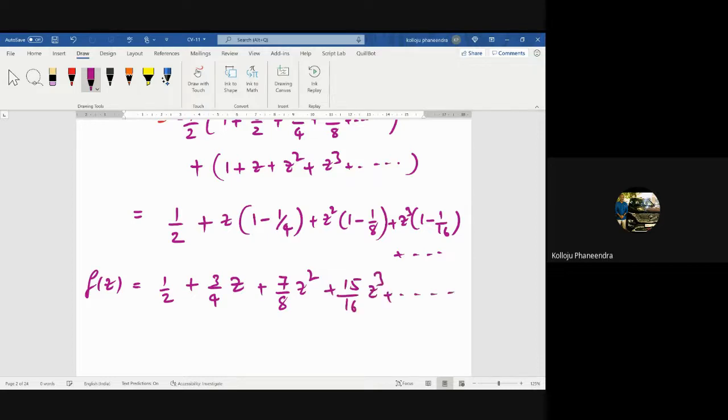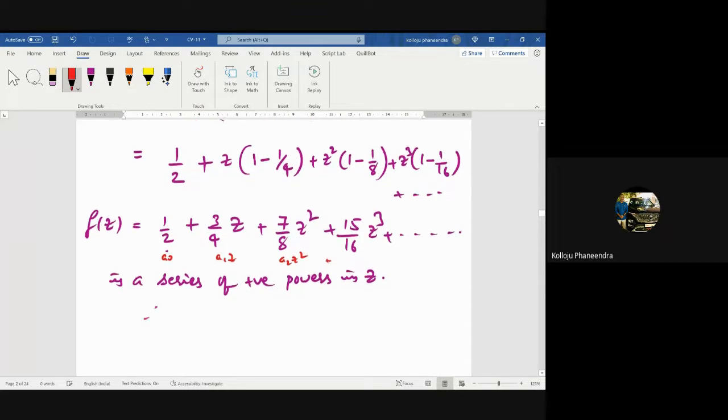What is the series? It is a series of positive powers in z. Nothing but a naught, a1 z, a2 z square, a3 z cube. Therefore, it is a Taylor series expansion. Okay, this is the first case.